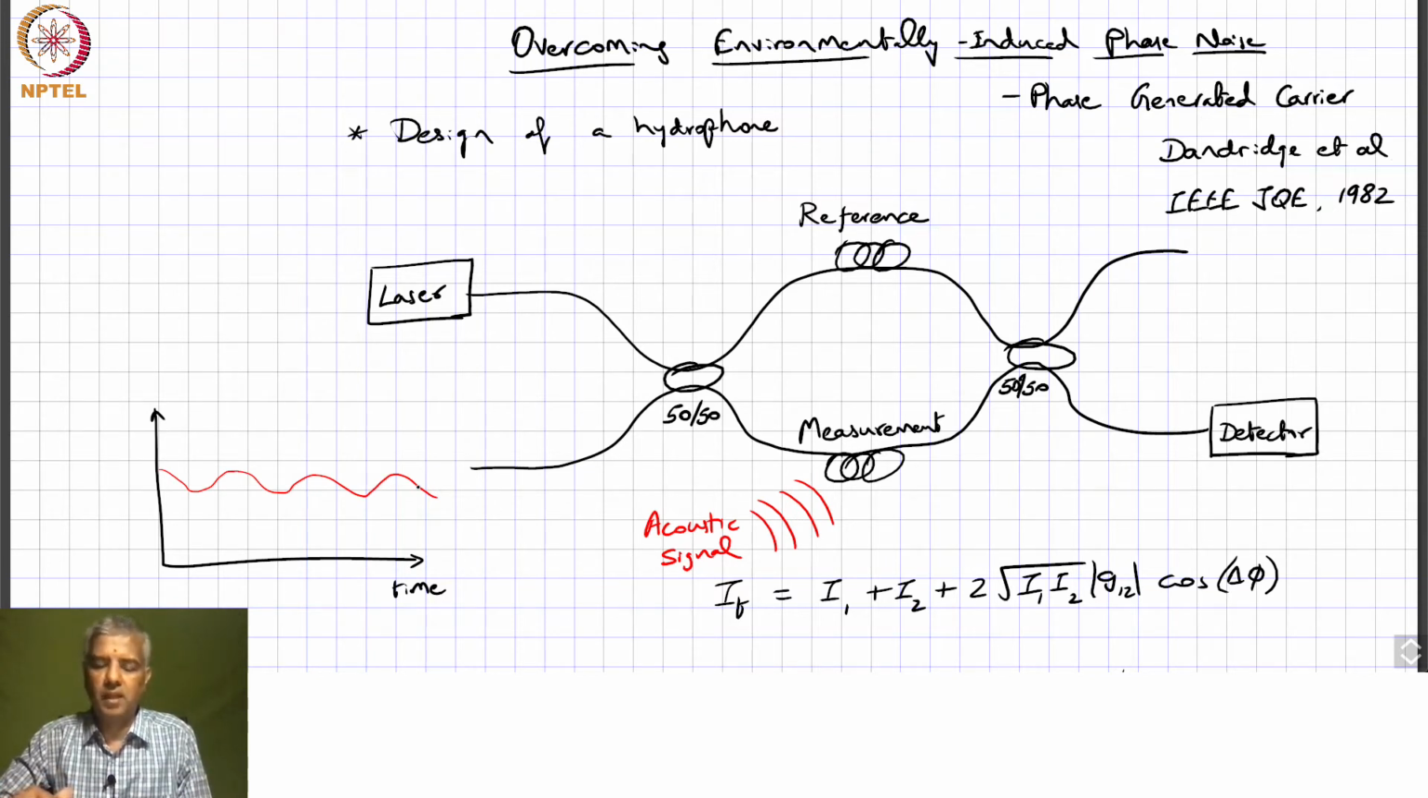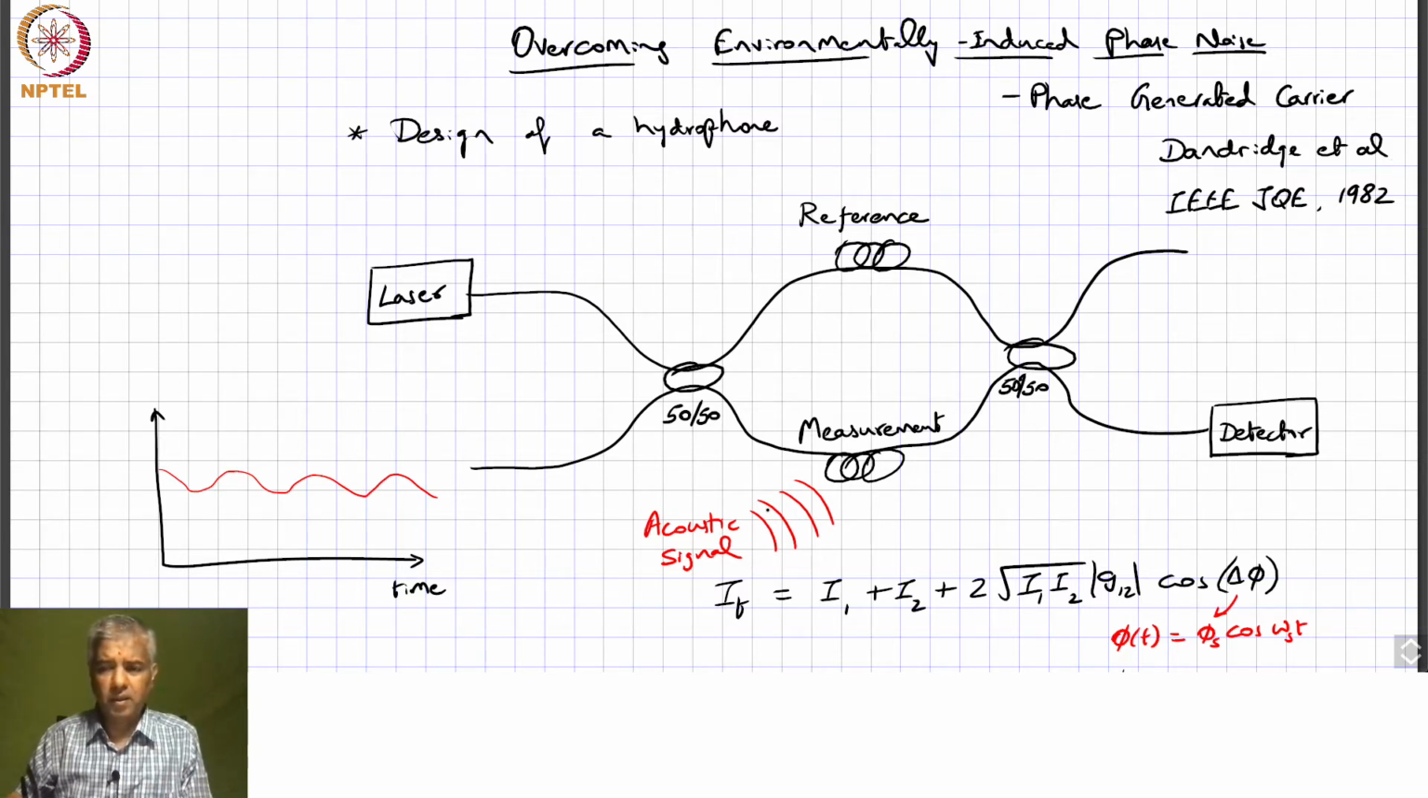phase in this arm. And so, if you are measuring with respect to a reference phase, you're looking at it as delta phi. Delta phi can now be looked upon as phi of t, which is phi s, let's say cos of omega s t, right, where omega s corresponds to the angular frequency of this acoustic signal, okay.